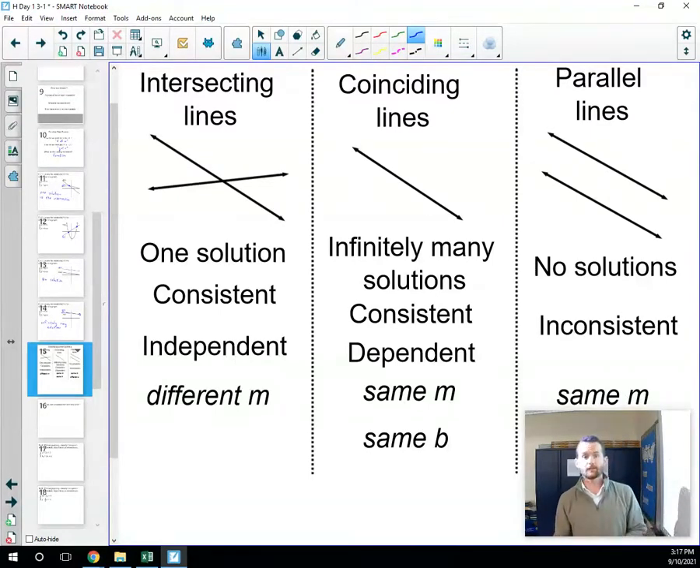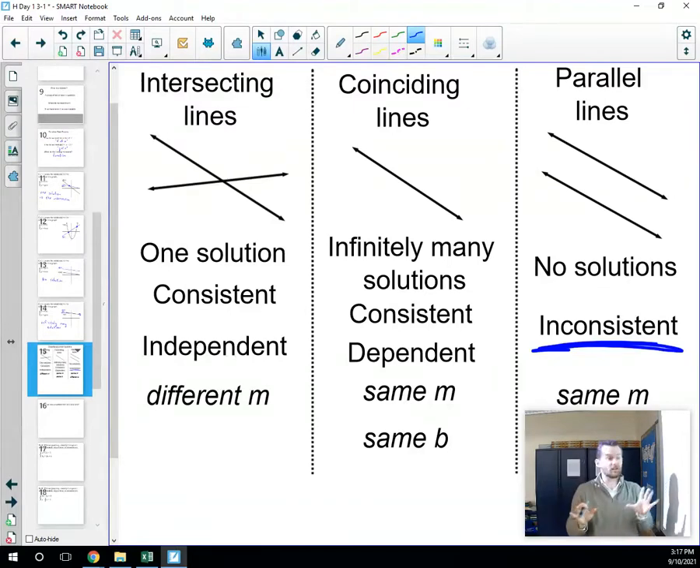So parallel lines, that's when there's no solutions, no solution at all, because they're never crossing. Now, since there are no solutions, we call this an inconsistent system. It's not consistent. It's inconsistent. There's no solution at all, which makes it different than intersecting and coinciding lines.